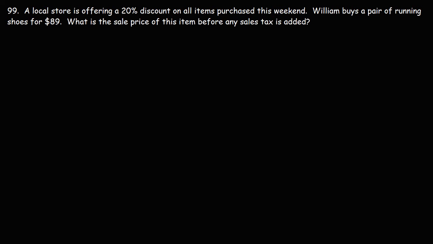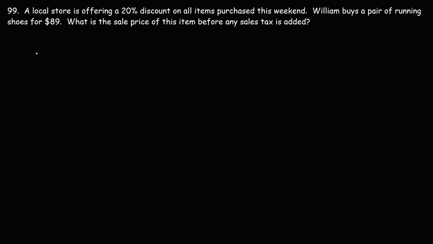Number 99. A local store is offering a 20% discount on all items purchased this weekend. William buys a pair of running shoes for $89. What is the sale price of this item before any sales tax is added? So we're just adding a discount.